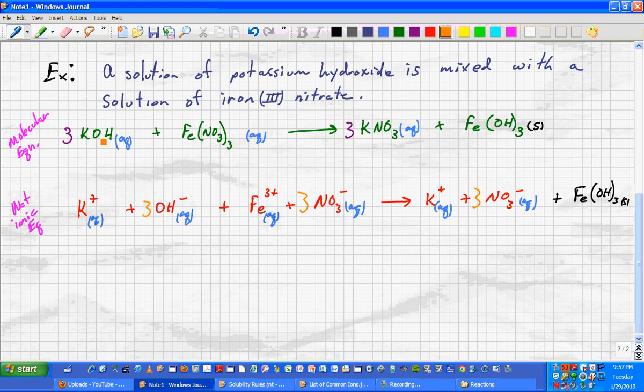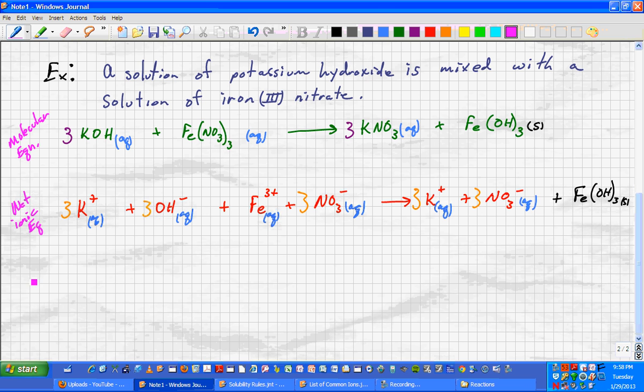Again, this broke up into 3 potassium ions, 3 hydroxide ions. This breaks up into 1 iron ion, 3 nitrate ions. This breaks up into 3 potassium ions, 3 nitrate ions, which I already covered, and then this stays the same. Balanced, it is. So that's my net ionic equation.